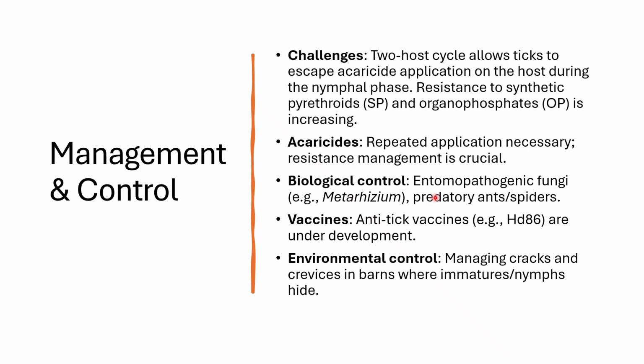We also have biological control, including the use of entomopathogenic fungi and predatory ants and spiders. For vaccines, anti-tick vaccines such as Hg86 are under development. We also have environmental control, managing the cracks and crevices in barns where immature and nymphal stages hide.